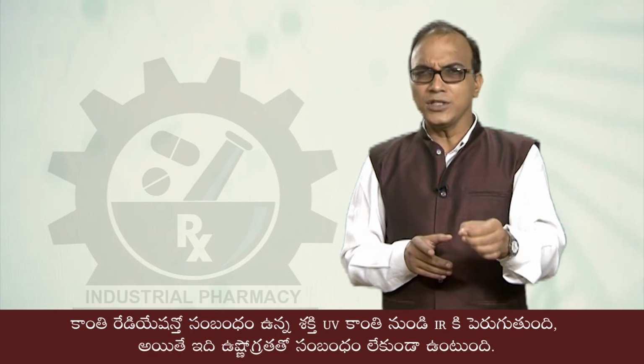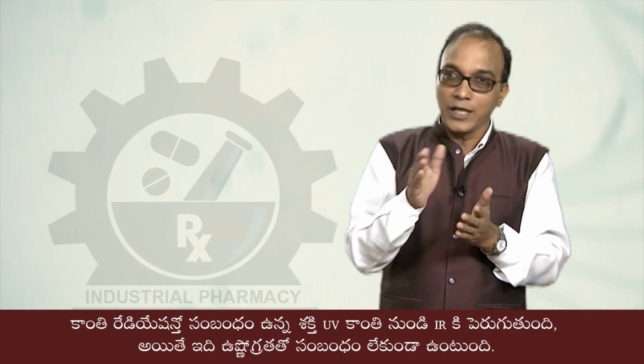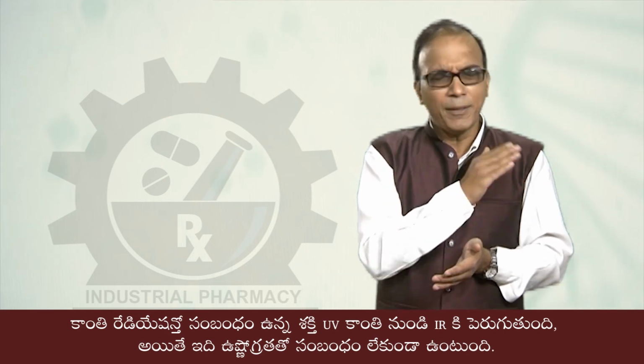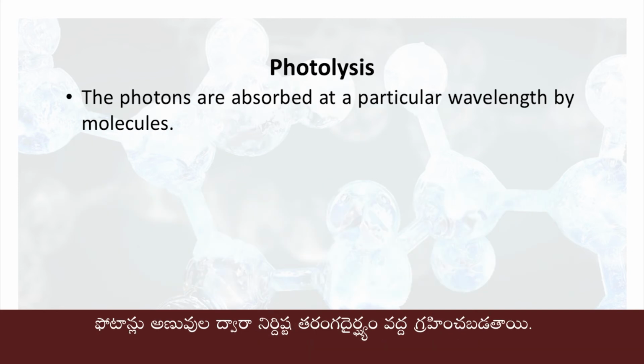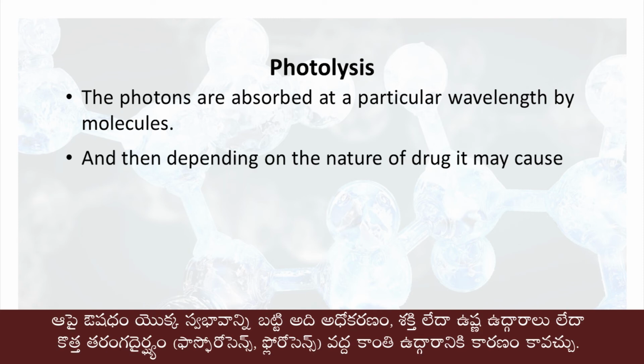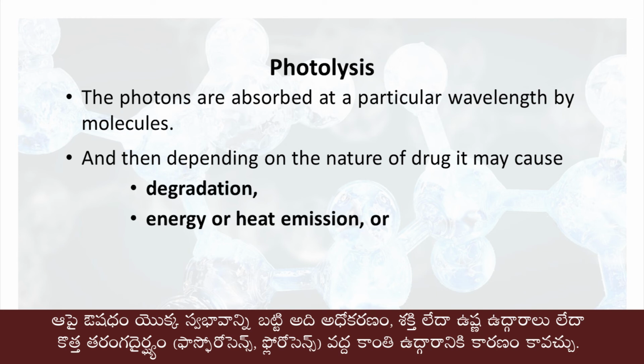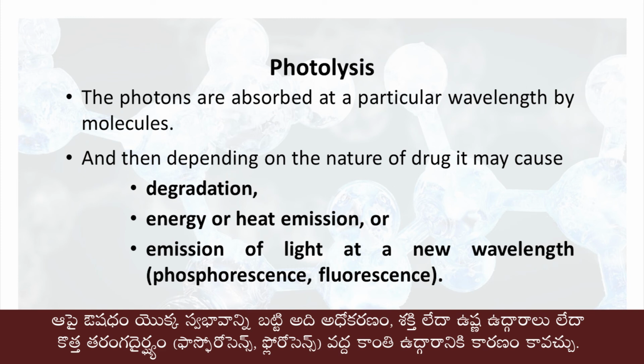The energy associated with light radiation increases from IR to UV light, but it is independent of temperature. Out of the entire EMR range, electromagnetic radiation from 280 to 790 nanometer, the UV range, which is 280 to 320 nanometer, is the one which causes photodegradation. Light photons are absorbed at a particular wavelength by molecules, and then depending on the nature of the drug, it may cause degradation, energy or heat emission, or emission of light at a new wavelength, phosphorescence or fluorescence.